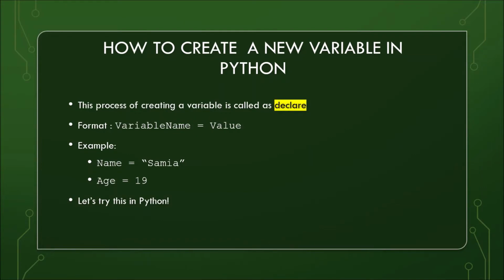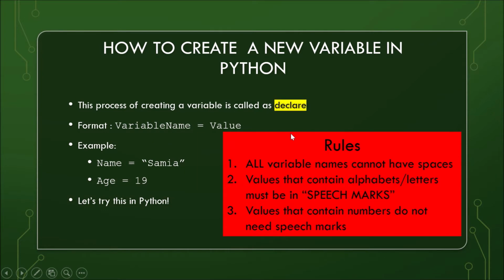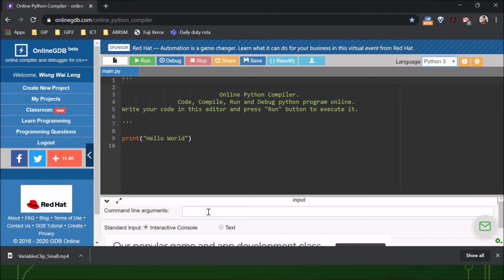So how do you declare a variable in Python? First, you need to know the format. The variable name is on the left-hand side and the value is on the right. There are rules. Your variable names cannot have spaces. Values that contain alphabets or letters must be kept in speech marks, and values that contain only numbers do not need speech marks. So let's try this in Python.